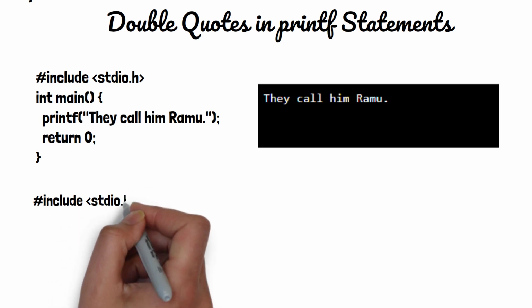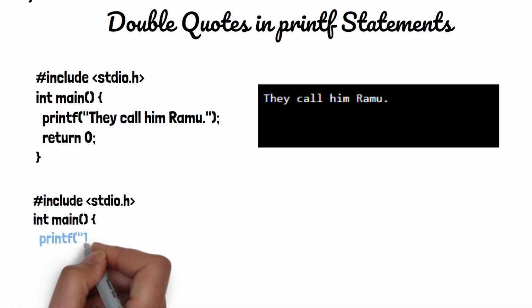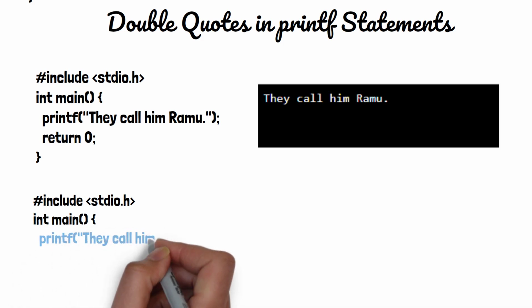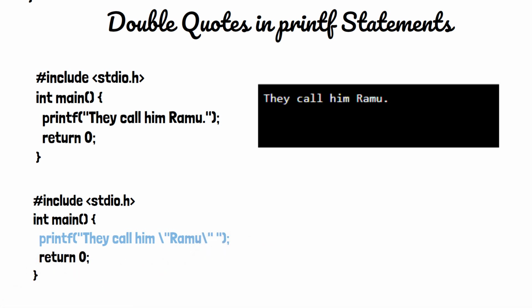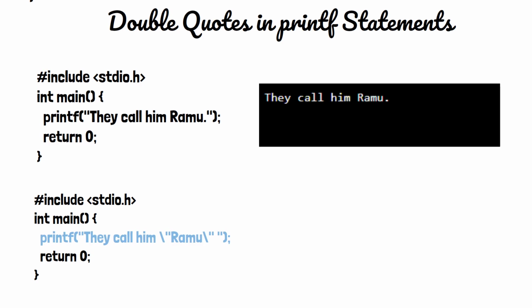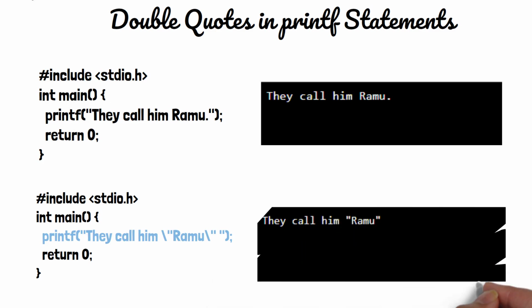I'll write the next statement: printf, open the round bracket, double quotes, they call him, you write the same, backslash, put the double quotes, next put the name you want to display in double quotes. In my case it is Ramu, then a backslash once again, then double quotes, dot, and lastly the double quotes for the starting element. Now if I run this, you can see Ramu is in double quotes. So these are called escape sequences.